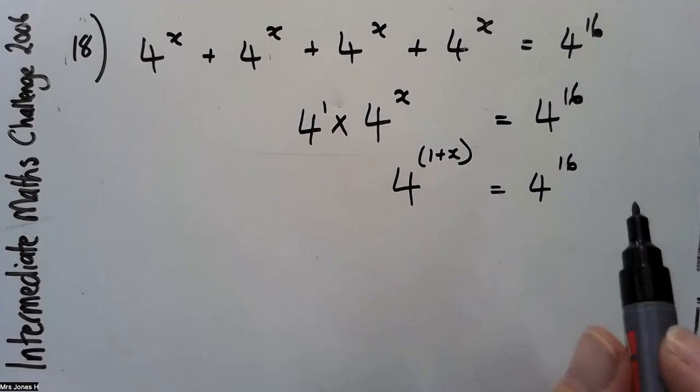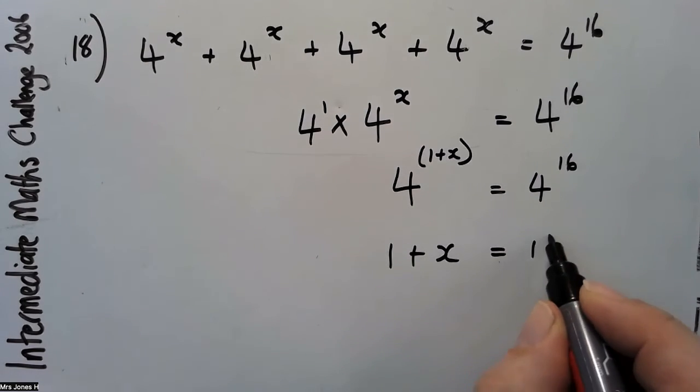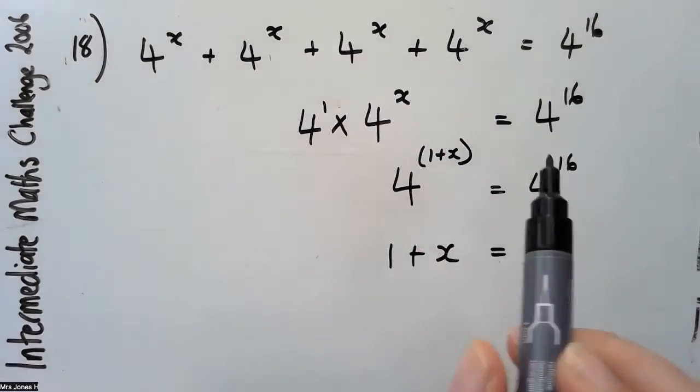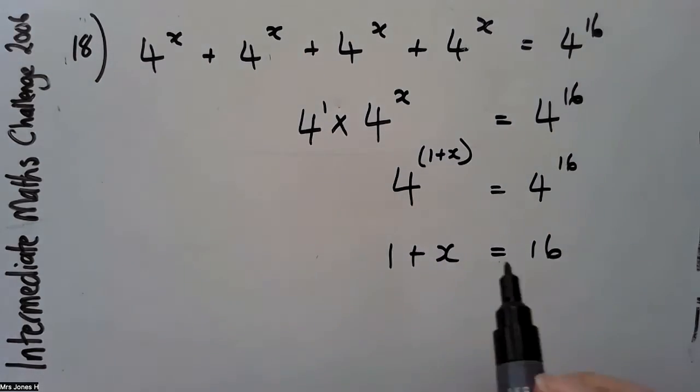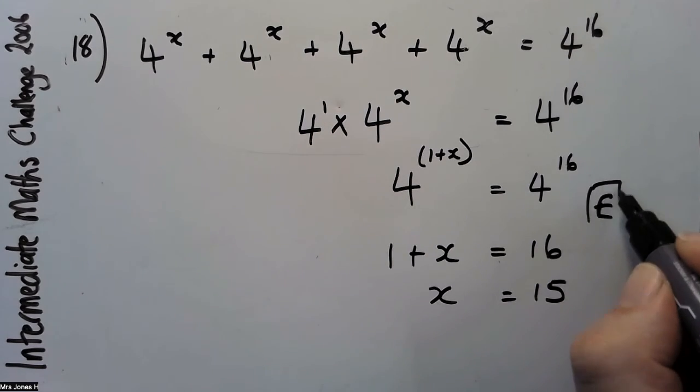Now, we don't often do this, but we can now say, because whatever that number has to be is the same as 1 plus x. We subtract 1 from both sides. Therefore, x is 15, and 15 is answer E.